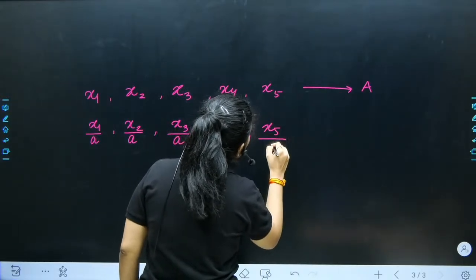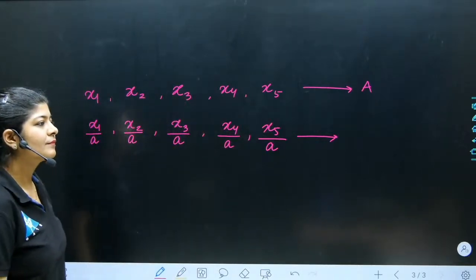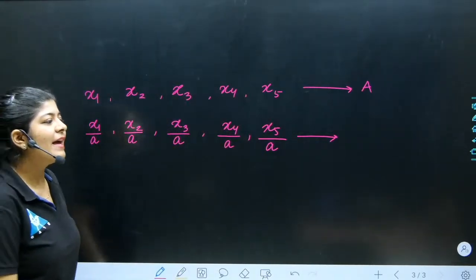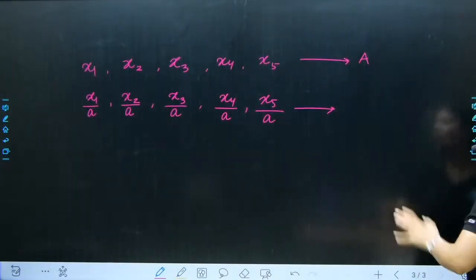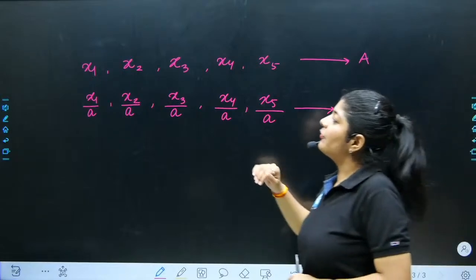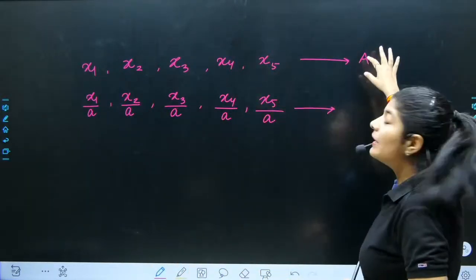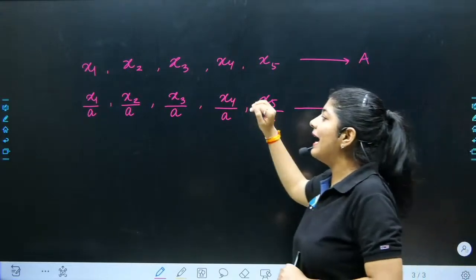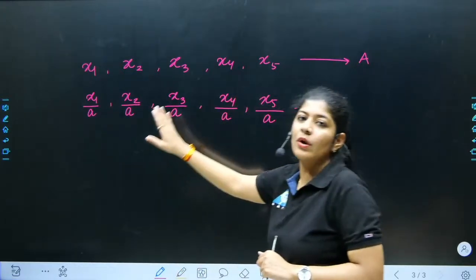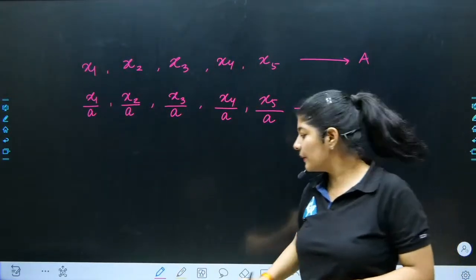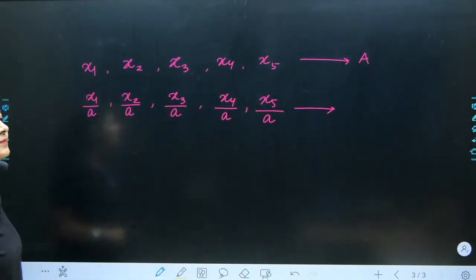Any one of you can answer me, what is my average now? What should I write over here? The average of x1, x2, x3, x4, x5 is equal to A. Now I simply divided each term by A. Now what is my new average? Anyone in the comment section?